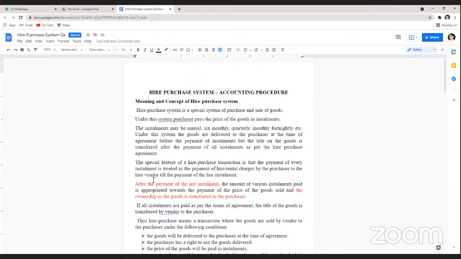And even the hire purchaser can return the asset anytime when he is not satisfied. So there is no commitment. It is not that once you have taken it, you are supposed to keep it. There is no such commitment.